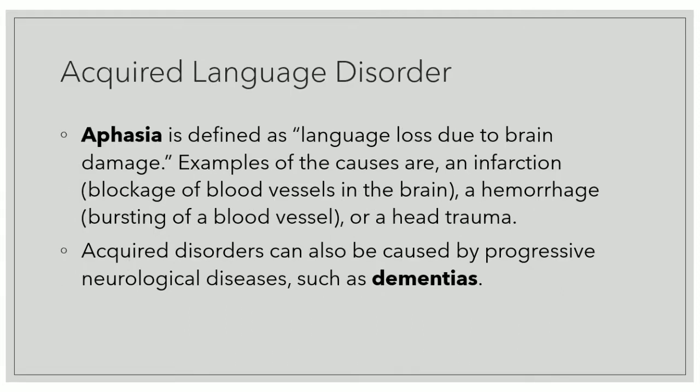Acquired language disorder. Aphasia is defined as language loss due to brain damage. Examples of the causes are an infection or blockage of blood vessels in the brain, a hemorrhage, bursting of a blood vessel, or a head trauma. Acquired disorders can also be caused by progressive neurological diseases, such as dementias.